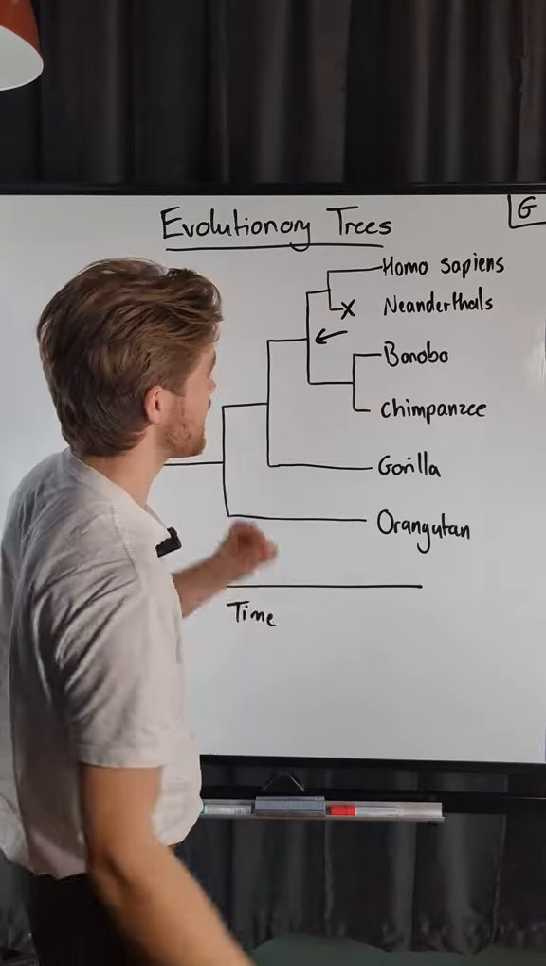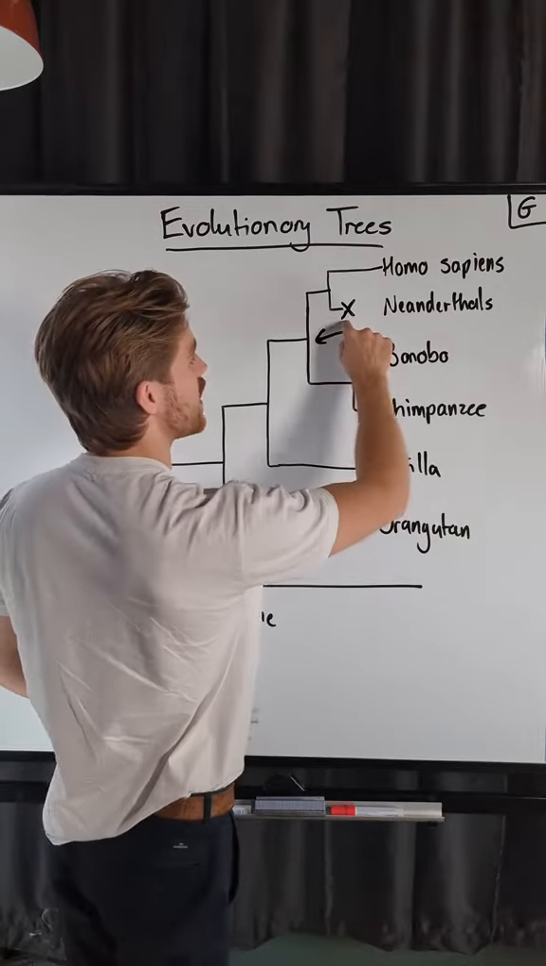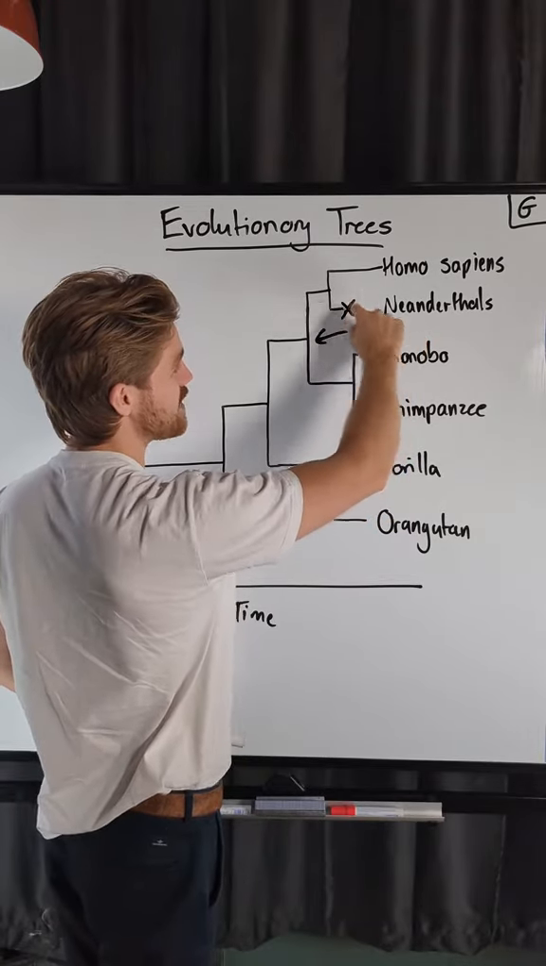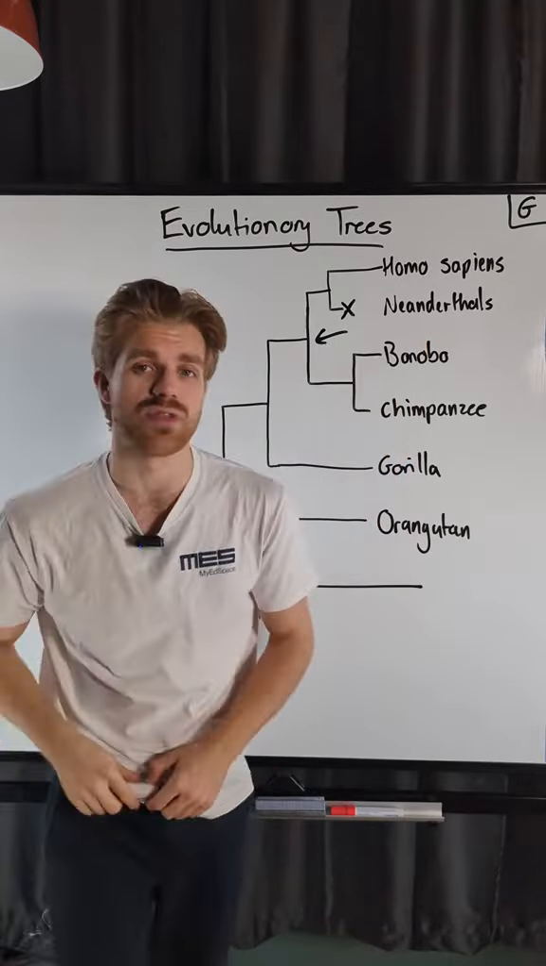Now, Neanderthals, as I said, they are extinct, which is why their line doesn't extend all the way to the end, and we have a little cross there to show that they are extinct.